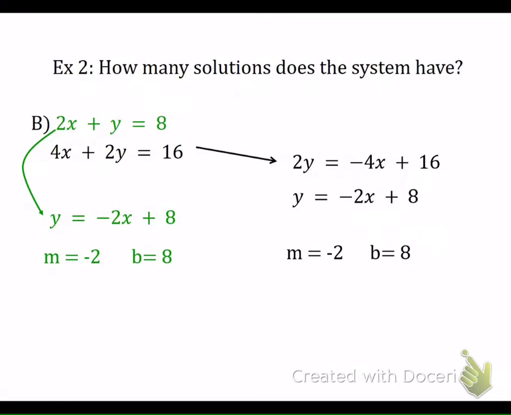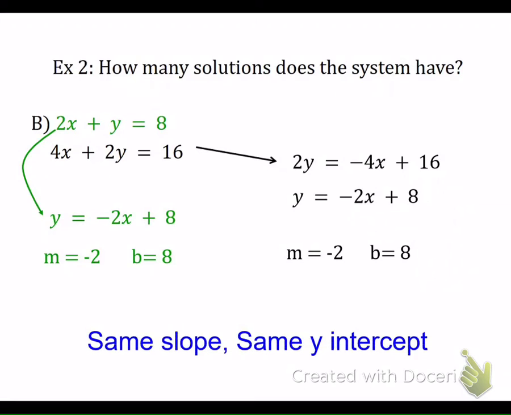So if I went to graph these, what would happen? They'd be right on top of each other. It's the same line. Same slope, same y-intercept. We have infinitely many solutions, is how you would answer this question. For A, how did you know this one had one solution?